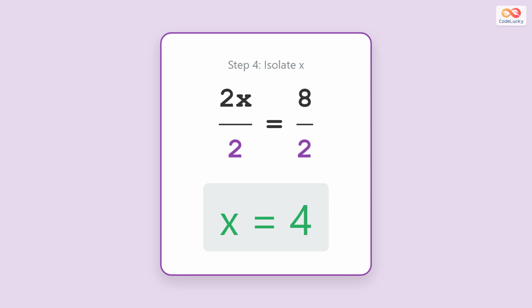We are almost there. We have 2 multiplied by x equals 8. To undo the multiplication, we divide both sides by 2. 2x divided by 2 leaves just x. 8 divided by 2 is 4. So, our solution is x equals 4.